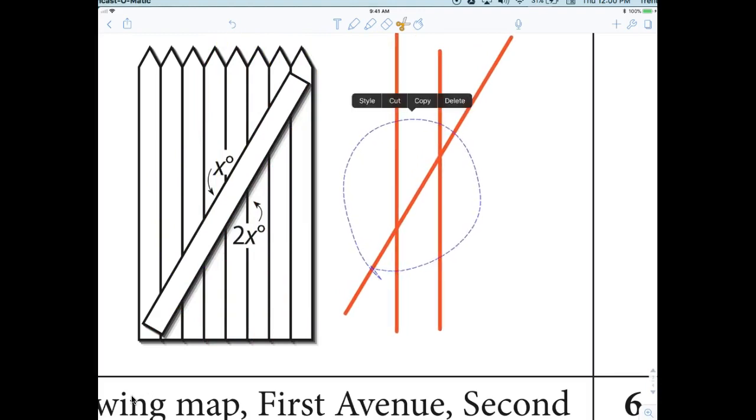So now they're telling you that this angle right here is this angle is 2x, and this angle here is x. All right, you with me?